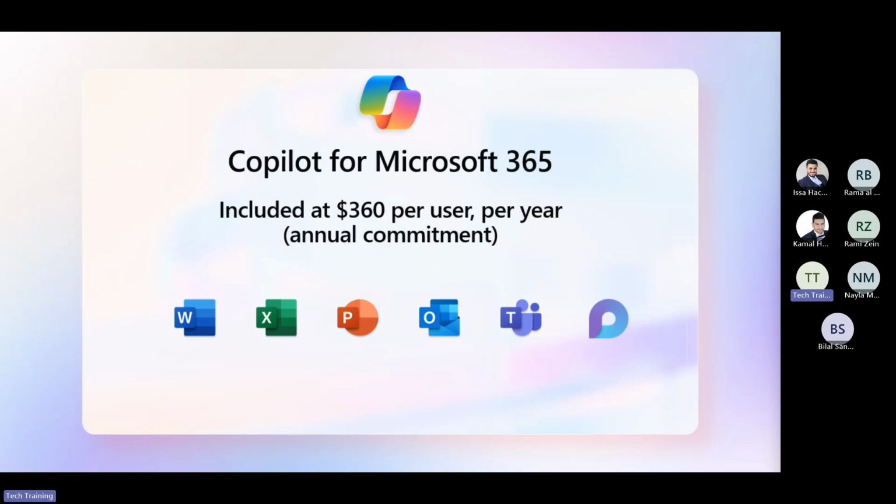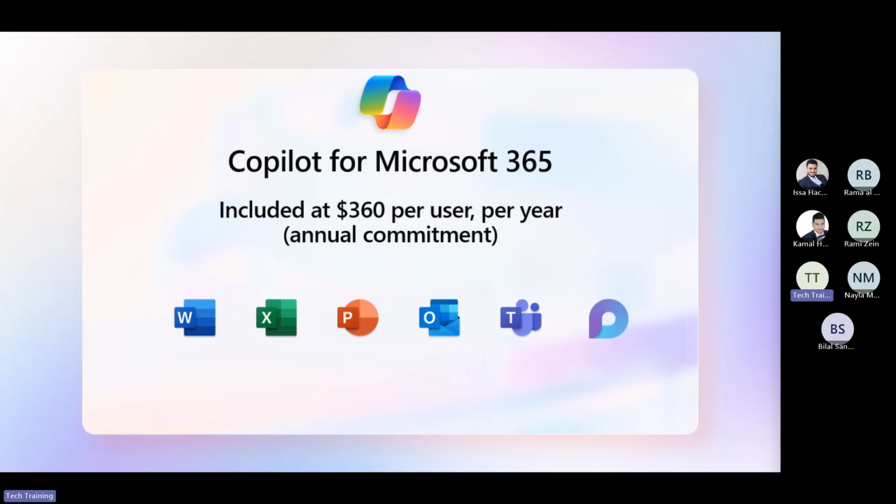at $360 per year, per month it's $30. The minimum commitment is 1 year. So if any of the clients or your employees asked about the licensing, it is $30 per month, but the minimum commitment is 1 year. So every user who's going to use the Copilot should pay $360 per user per year.